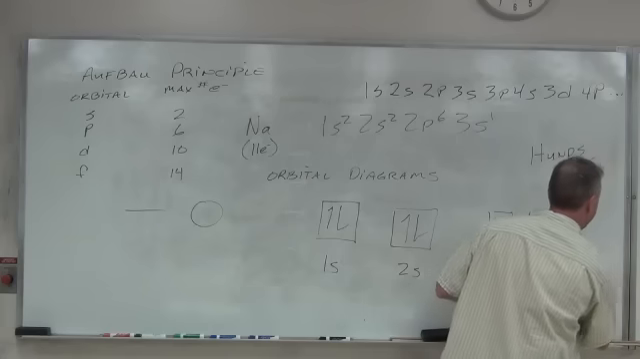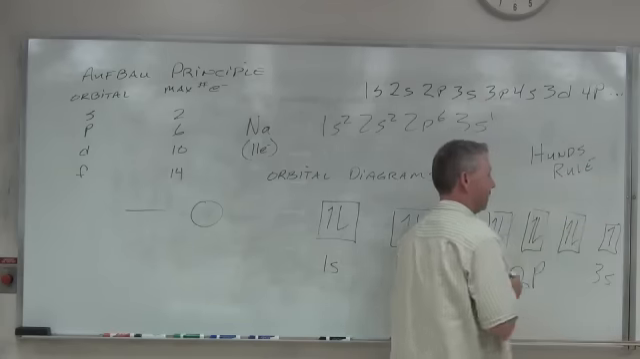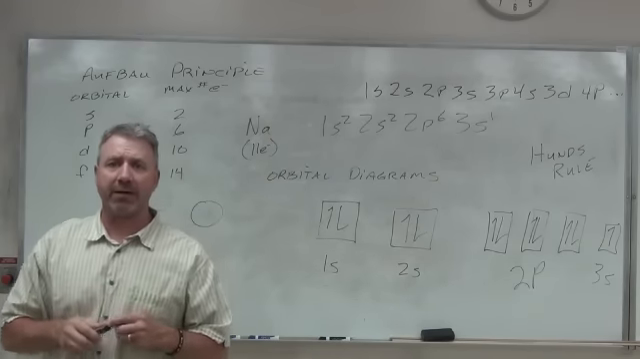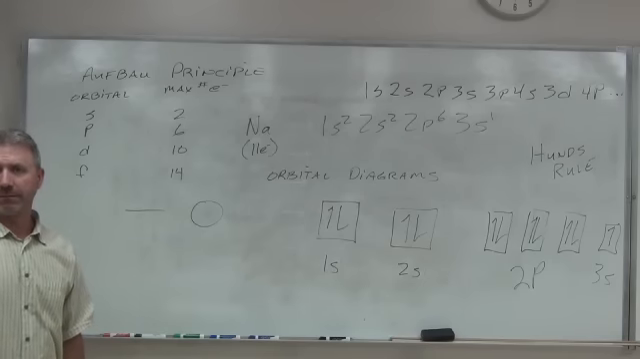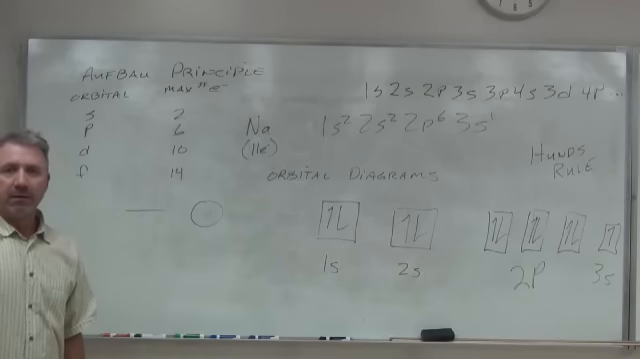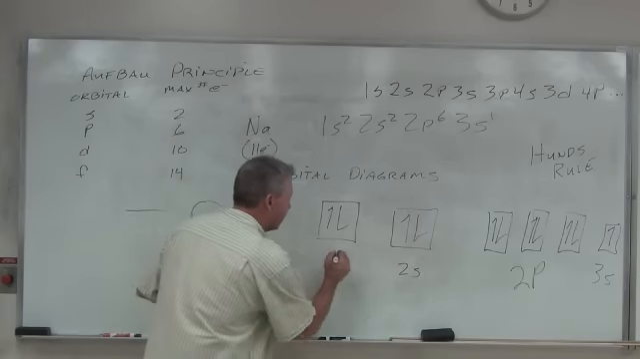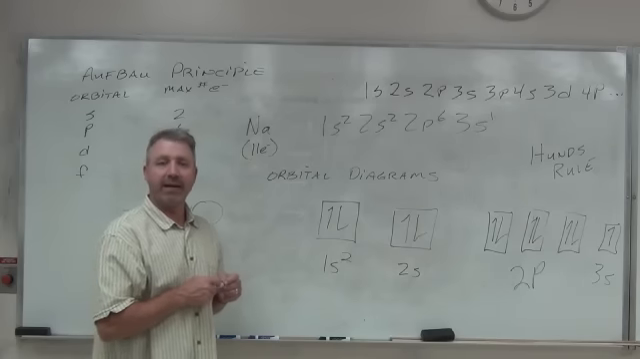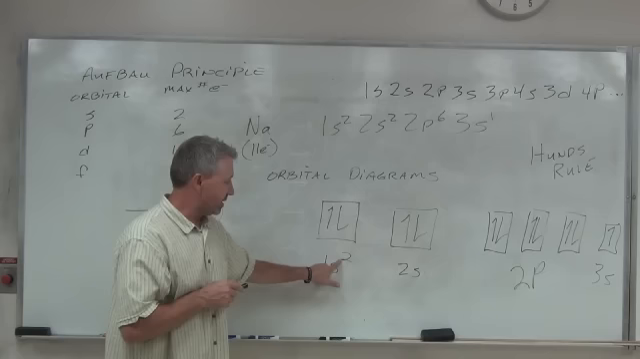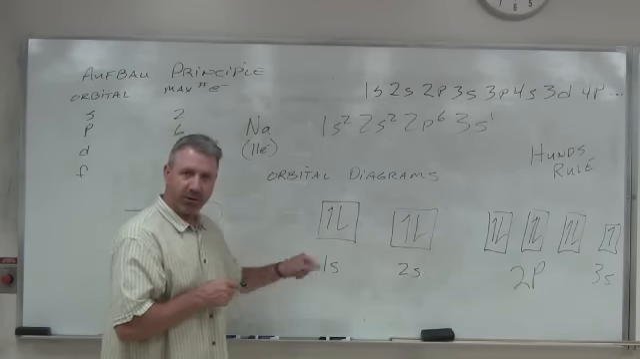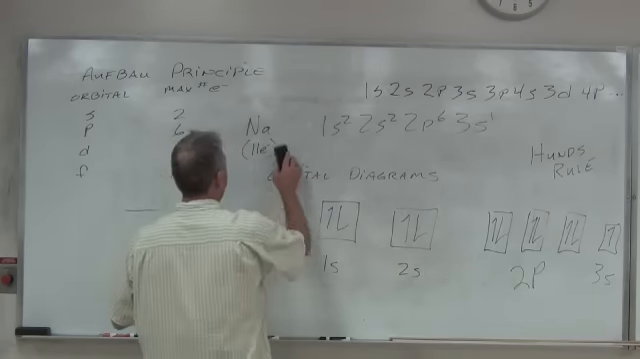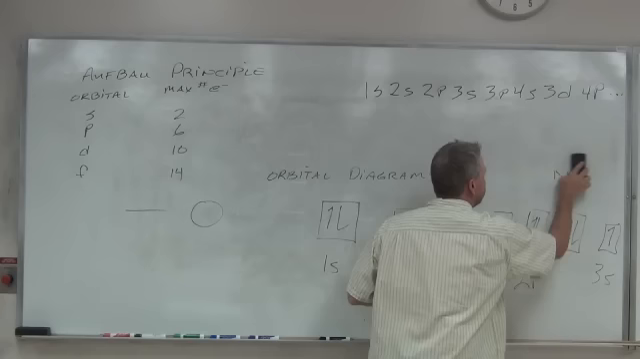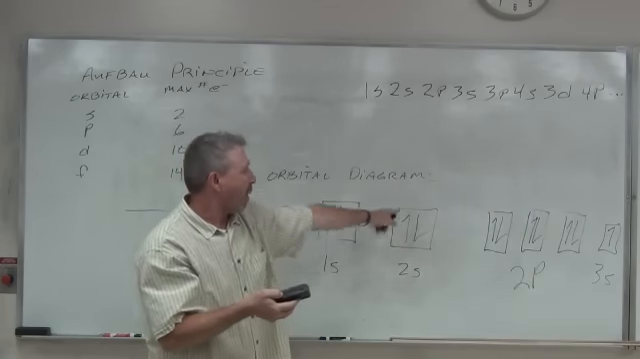And then lastly, we have the 3s, which looks like that. This is the orbital diagram for sodium. Don't mix up conventions, okay? You can't do this. You can't have 1s2 and then have a box. This is electron configuration. This is orbital. Just remember, electron configurations, 1s, 2s, 2p; orbital, you're going to have the boxes.